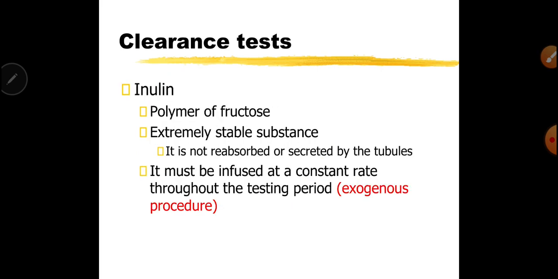As a standard test for the evaluation of clearance, scientists used inulin. Inulin is a polymer of fructose. If it is injected from an exogenous source, it is an extremely stable substance that can be filtered in the glomerulus without reabsorption and without secretion. So it is a standard test that can be used to evaluate the clearance ability of the kidney.